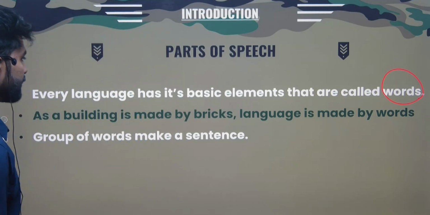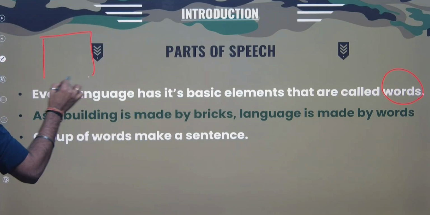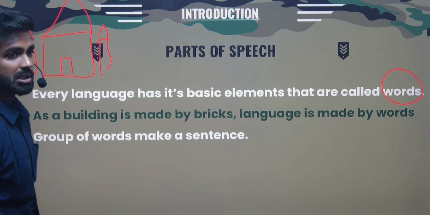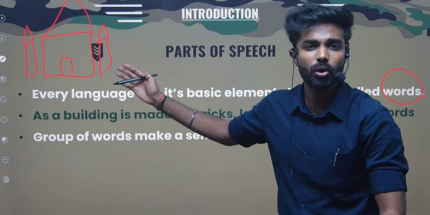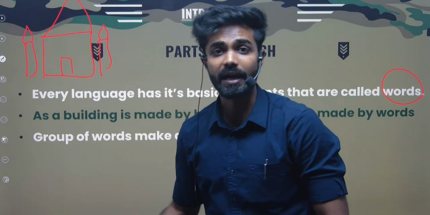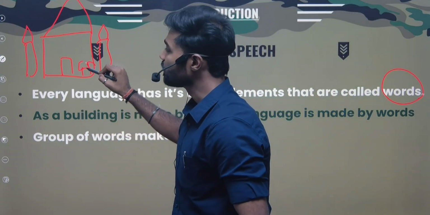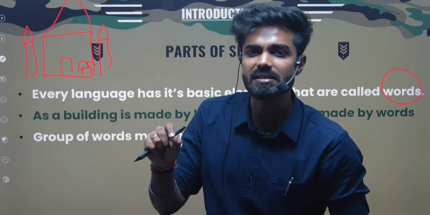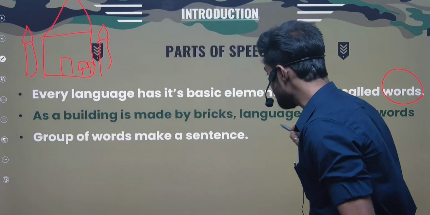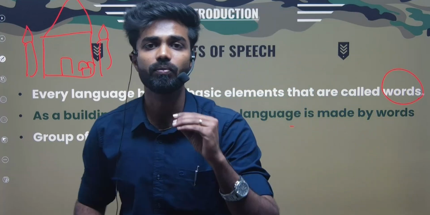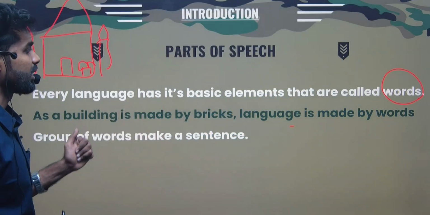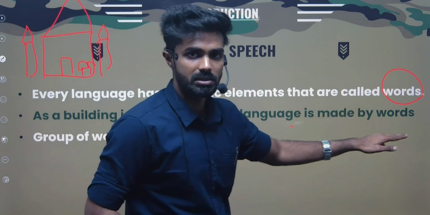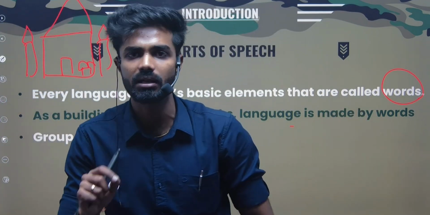Alright? For example, in case I'm building a castle, I know my castle is pathetic and cheap, so don't judge my castle over here. Clear? So, what do I need to build up or erect this castle? I need a few stones and bricks, right? In order to build a castle, I need basic elements called bricks, right? Same way, language needs words to sustain, right? As a building is made by bricks, language is made by words, okay? Words are really important in any language, alright?